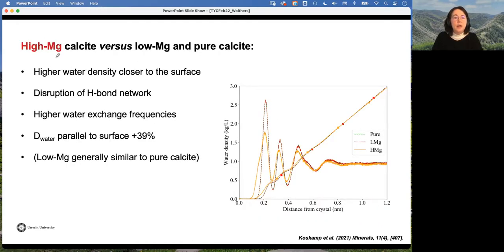And so here I'm comparing high magnesium calcite versus the low and the pure together, because the low magnesium actually in most of the properties didn't really differ very much from the pure calcium. So the single magnesium didn't really impact, for example, the water density in the interface. The red and the green overlap completely in this water density away from the surface. But in the high magnesium, we see that the water is drawn closer to the surface. So we see a higher water density closer to the surface. We also observed a disruption of the hydrogen bond network, higher water exchange frequencies, which was surprising to us actually, and a faster diffusion parallel to the surface. So, and this is a diffusion of water parallel to the surface. And so in general, the low magnesium was very similar to the pure calcite.